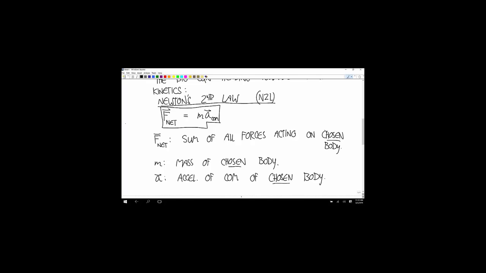Okay. And what does a seal have? Center of mass.